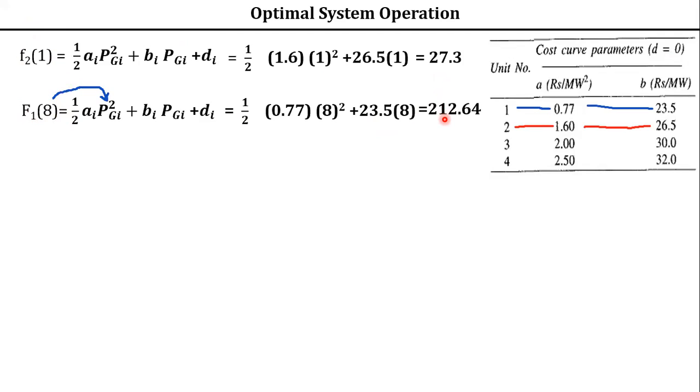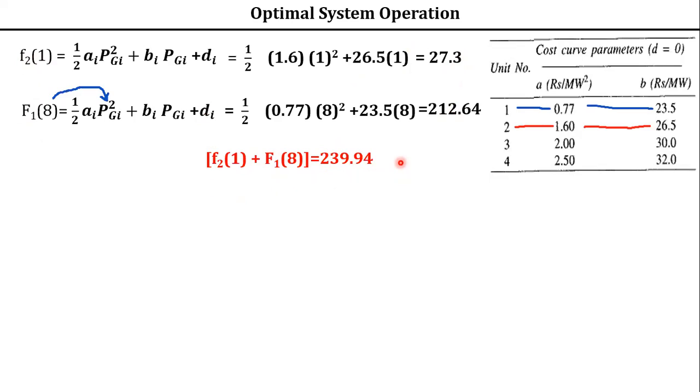Okay, that we will do later. Now, this is the value we got when we add it. This is your second combination, F2 of 1 plus F1 of 8. These two we add: that is 27.3 plus 212.64. It is 239.94 rupees per hour. I have not mentioned the unit, rupees per hour. Second combination is over.